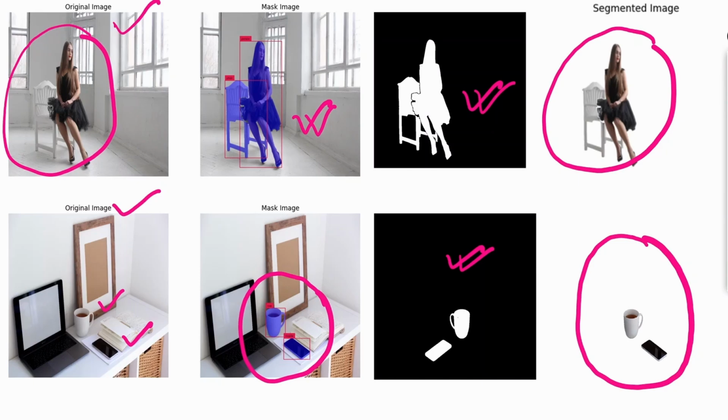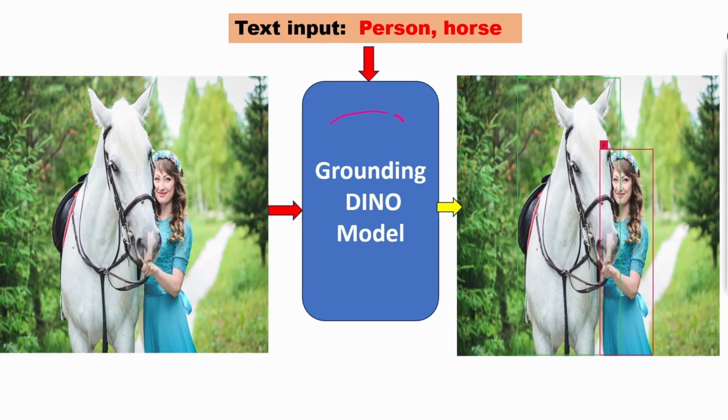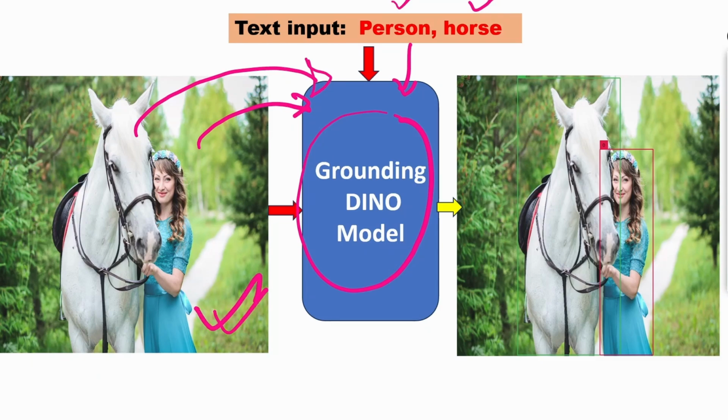Before going to the implementation, I would like to give you some basic idea of how Grounding DINO and the Segment Anything Model work. Here you can see the Grounding DINO model. Basically this model takes two inputs: one is the original image and another is the user text. If the user text is person and horse, and we send this original image to the Grounding DINO model, it will search for the horse and the person inside the image, and if they are found, it will return two bounding boxes of the detected objects.